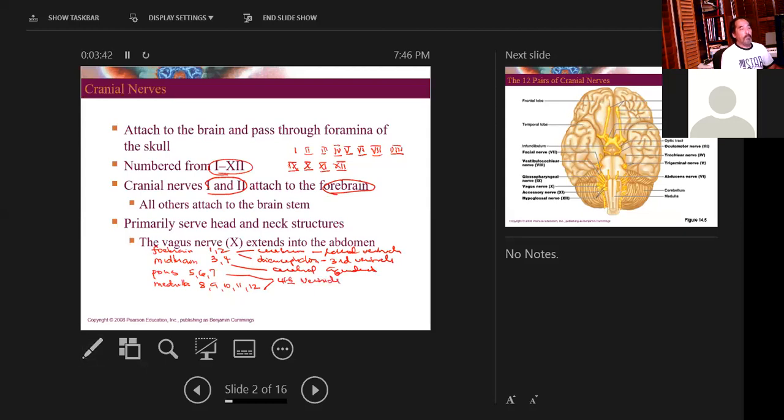All right. Okay. So now, another question on the exam. Where's the pyramidal decussation? Where's the pyramid? Where's the olive? Where's the pontine nuclei? Where is the thalamus? Where's the hypothalamus? Where is the epithalamus? Where is the basal ganglia? Where is the substantia nigra?